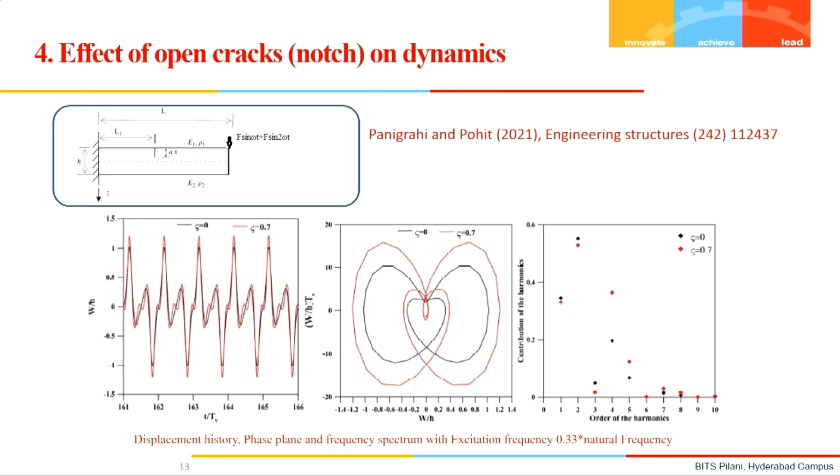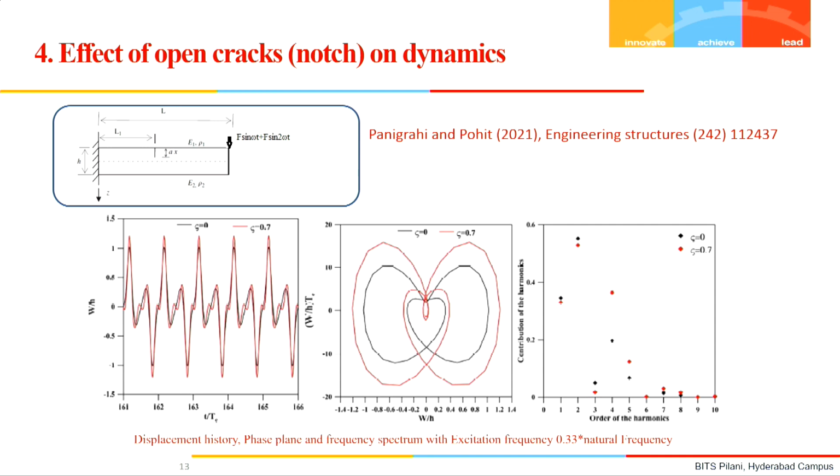This is the time displacement history, which is obviously a steady state response, and these are the phase plane portraits. From the phase plane portrait we can easily identify the cracked response compared to the intact beam response. Interestingly, if we see the same structure excited with different frequencies, the order of the harmonics gets changed.